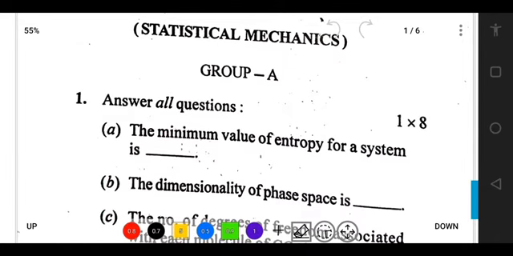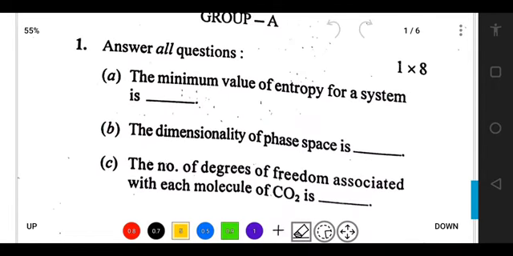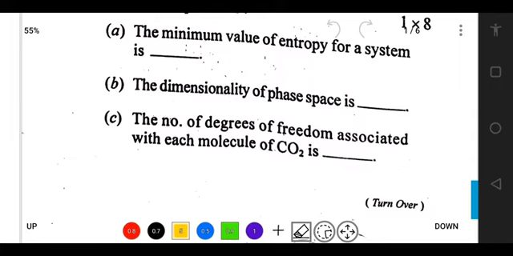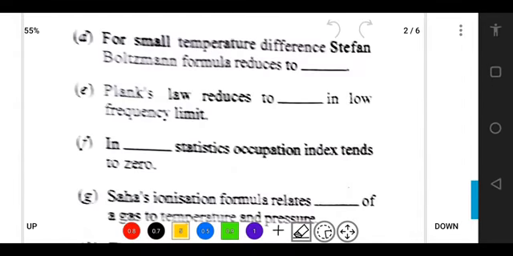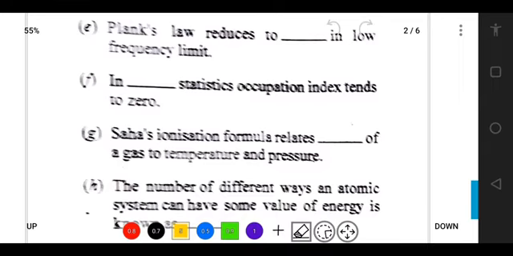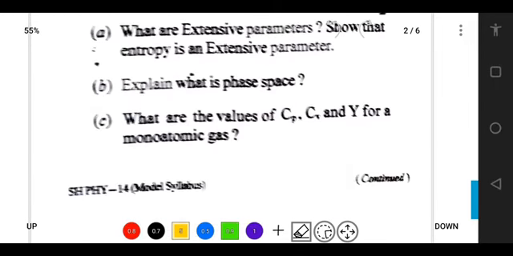The question asks to answer all questions: the minimum value of entropy for a system, the dimensionality of a phase space, degrees of freedom associated with CO2 molecules. Then, secondly, it asks about small temperature difference, Boltzmann's formula, Planck's law. Then statistical occupation, Saha's ionization formulas. Then atomic system. Then extensive parameters, entropy in extensive parameters, phase space.